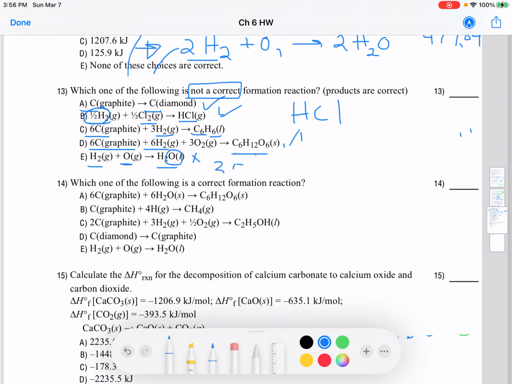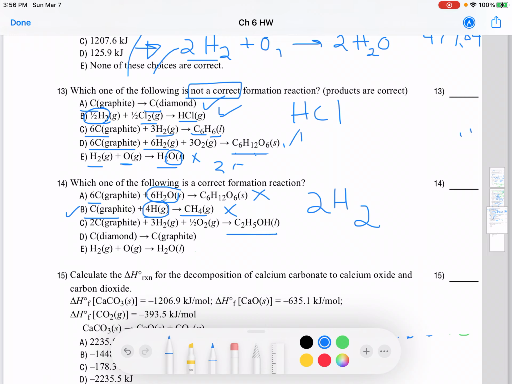Which one of the following is a correct formation reaction? Let's see, C6H12O6, 6 carbon. Here 6 water is given. That's not correct. It has to separate into hydrogen and oxygen. We are making CH4. Carbon graphite is written correct, but the hydrogen doesn't exist as hydrogen H. It has to be H2. So to represent 2, it should be written as 2H2.